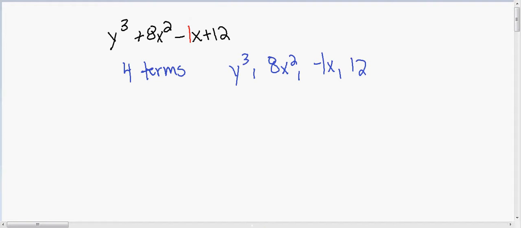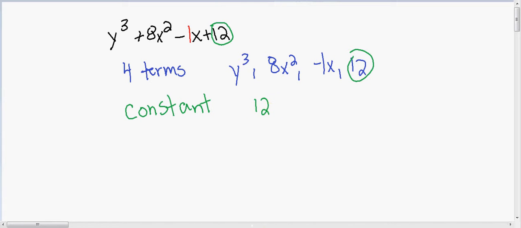Alright, now the word constant. You'll come across that word every once in a while. A constant is a number that is all by itself. It doesn't have any variable with it. So we have one constant here. The number 12 in this expression is a constant. So if I said write out the constants, the constant would be 12.